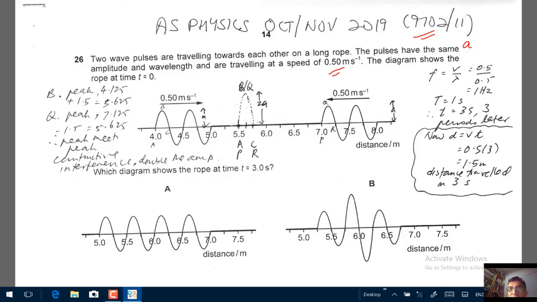So before we move on, some important points from the question. We have two pulses traveling towards each other, with the same amplitude, which I'm calling A, and the same wavelength. We'll talk about the wavelength in a second. They're traveling at a speed of 0.5 meter per second. The diagram shows the rope at time t equals 0. What do we want? Which diagram shows the rope at time t equals 3 seconds?